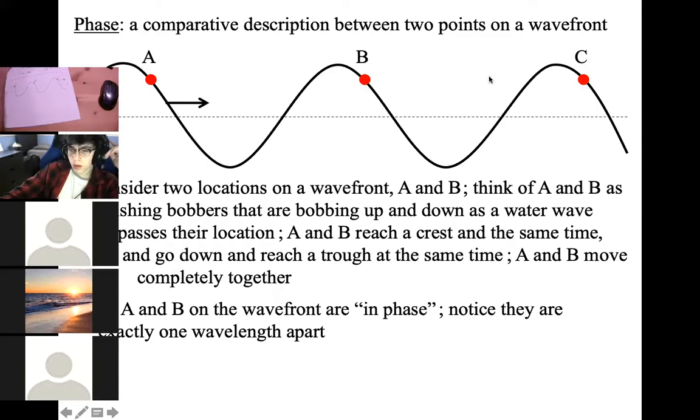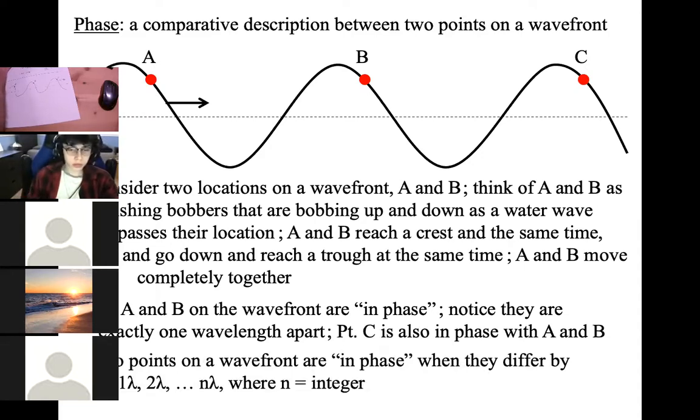Notice B and C are, again, one wavelength apart. How far apart are bobbers A and C? Well, A and C are exactly 2 wavelengths apart. All right, general statement now. 2 points on a wavefront are in phase when they differ by 1 wavelength or 2 wavelengths or any integer wavelength apart. 6 wavelengths, 18 wavelengths. If they're exactly that many wavelengths apart, then they are in phase and they will move exactly together.